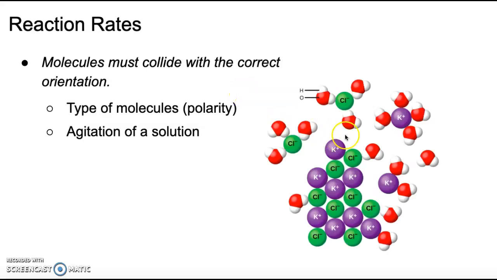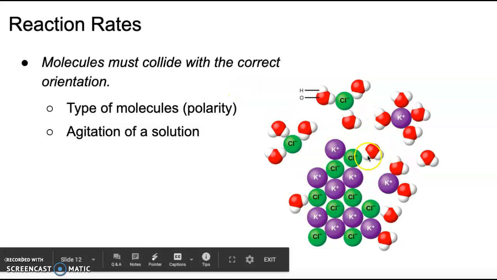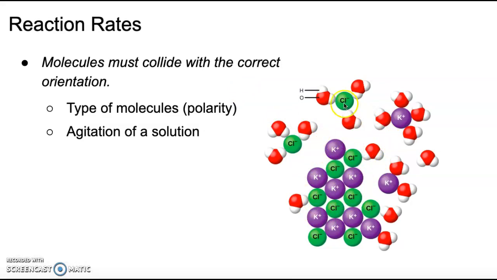Right? And so you can see here, I've got potassium chloride being dissolved by water, and the polar ends of those water molecules are attracted to the oppositely charged ions, and so that helps them to dissolve more quickly.